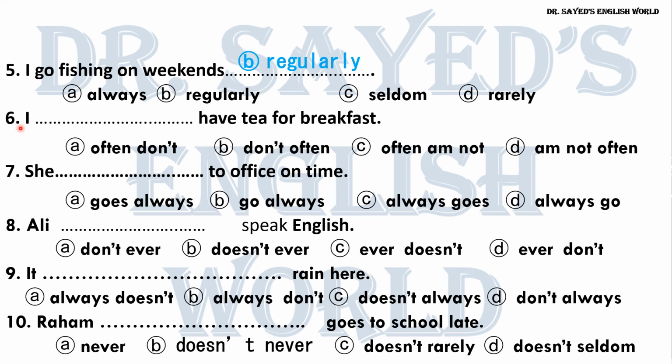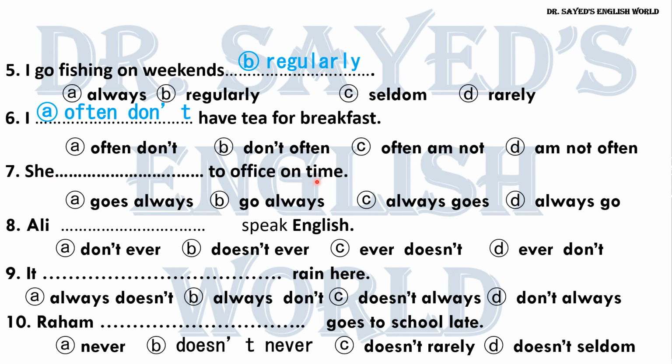Number 6. I have tea for breakfast. Often don't, don't often, often I'm not, often. And the right answer is often don't. Why? Because often comes before the negative verb. So I won't say don't often, I'll say often don't.